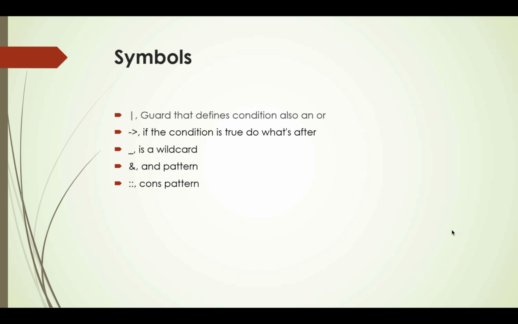So we have some symbols we're going to be using. This pipe here is a guard that defines a condition, and it's also used as an OR. This is for the if condition. If it's true, then do whatever's after. This here is a wildcard. Our ampersand is an AND pattern, and this is our cons pattern.